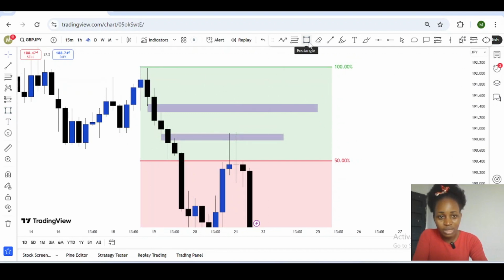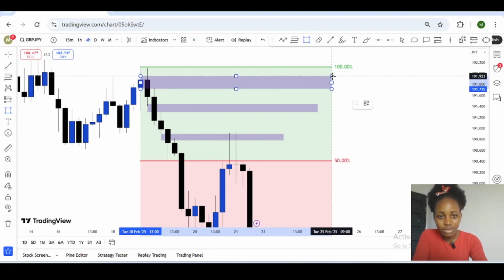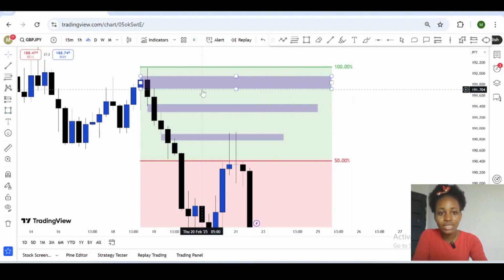Let me just map it out, because if I map the whole of it, it's going to confuse you. So let me just map it out like this. Now we have a point of interest here, we have another one here, and we have another one here.